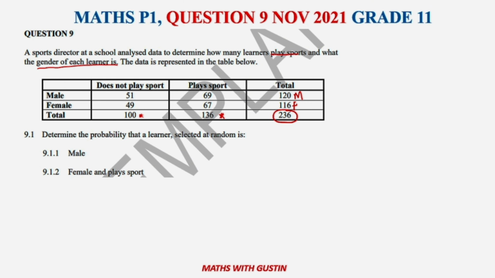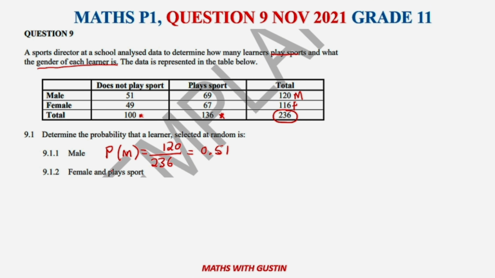All right, so now let's come back. Question 9.1 says determine the probability that a learner selected at random is a male. So what is the total number of males? We just did it there. It's 120 out of the total. We don't care regardless of which sports they are playing. So it's 0.51. Okay, 0.51 is the probability that this person chosen at random would therefore be a male.